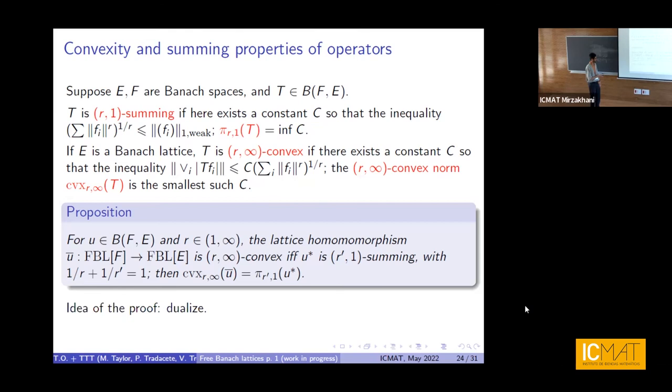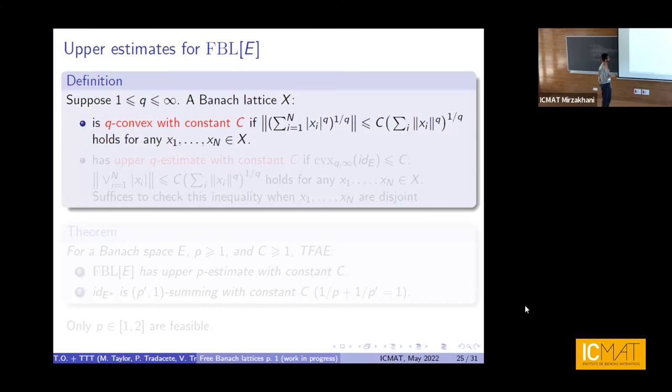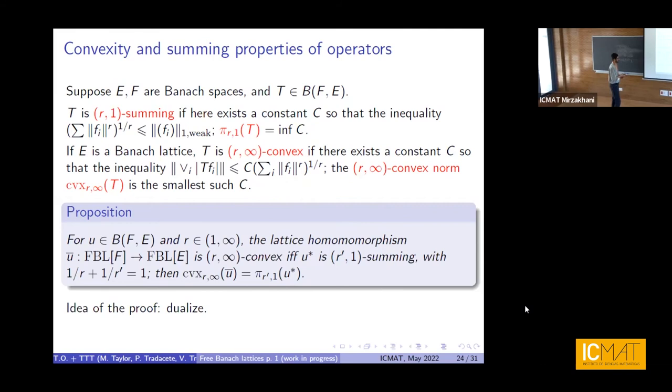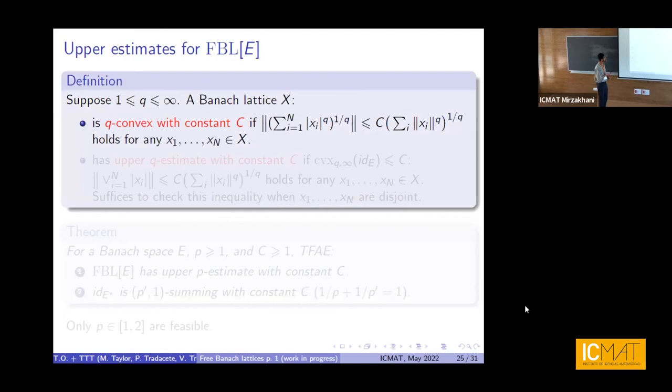and we have this equality of the norms. And the proof is passing to the dual, because in the dual we now know enough. So this proposition looks kind of very unpractical. Like, who cares about this convex norm? Who cares about one-summing norms of operators? But it turns out that it does have certain applications.